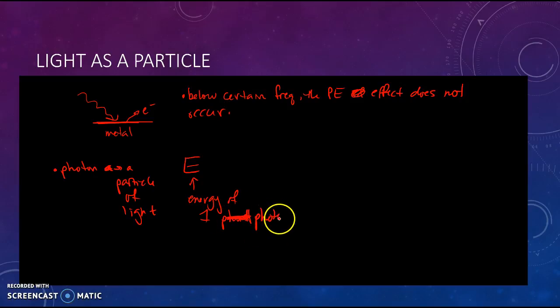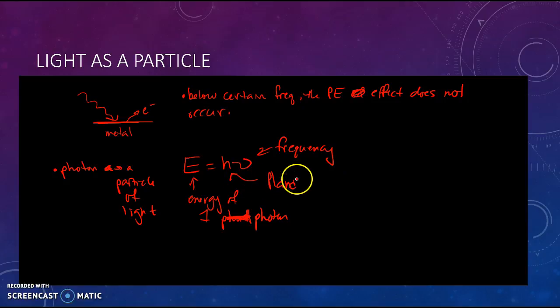is going to be equal to h times the frequency. So here's our frequency again. That'll be in hertz. This is what we were before. Now, what is h? H is Planck's constant.